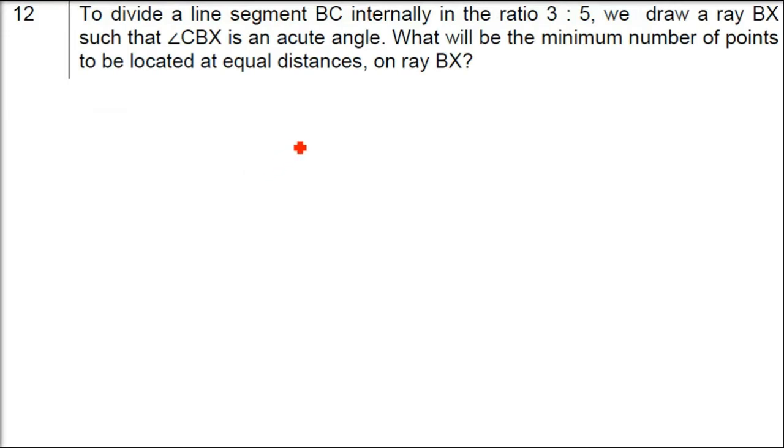To divide a line segment BC internally in the ratio 3:5, we draw a ray BX such that CBX is an acute angle. What will be the minimum number of points to be located at equal distance on ray BX?